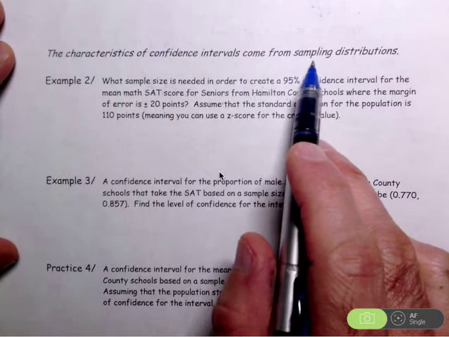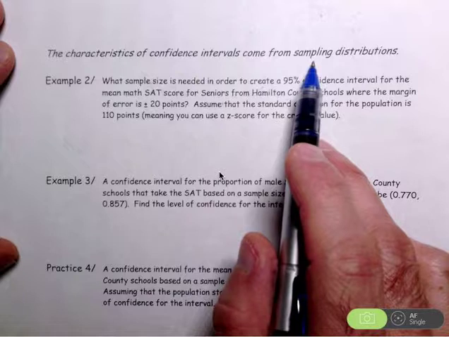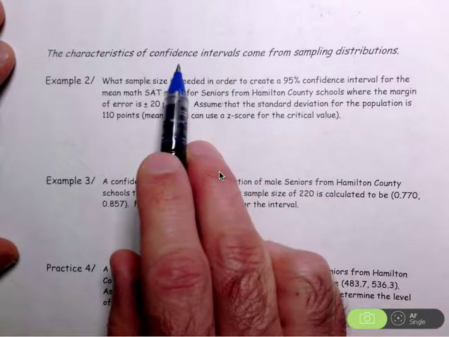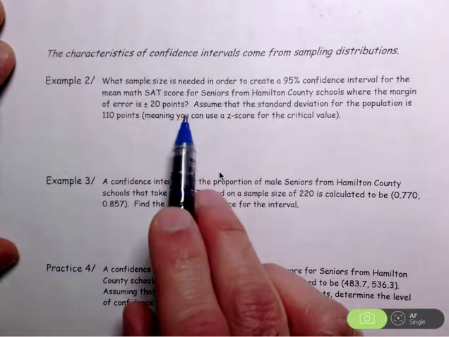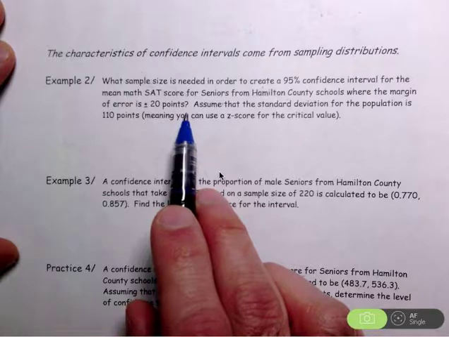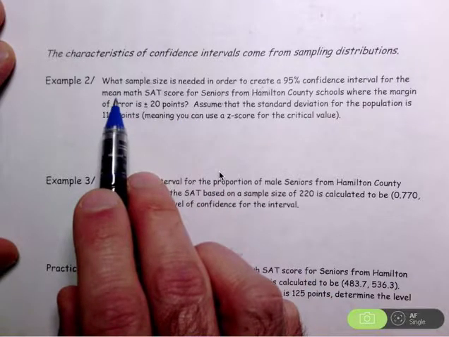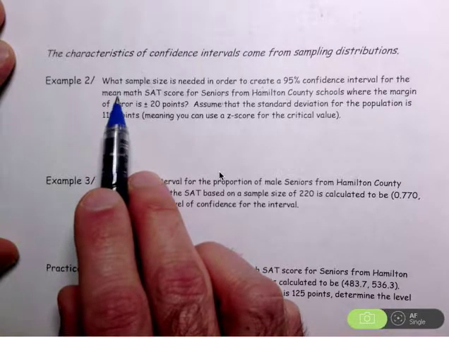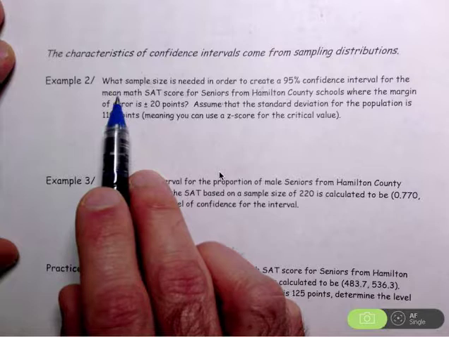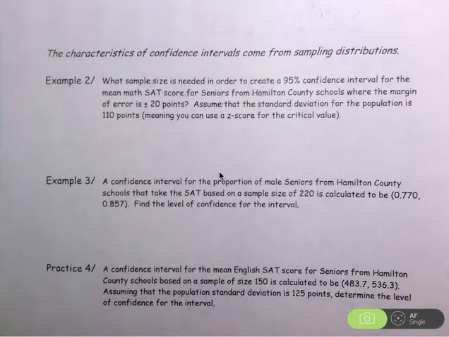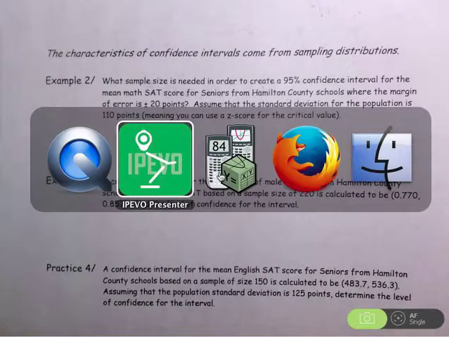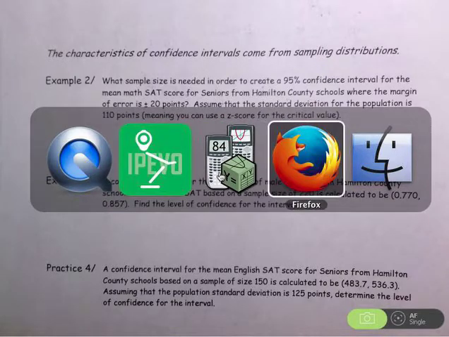We use the properties of sampling distributions in order to build confidence intervals. So in example 2, we're going to work with the confidence interval for a true population mean, and in order to do that, we use the characteristics of the sampling distribution for the sample mean. Those characteristics, you can find 2 of the 3 on the formula sheet.